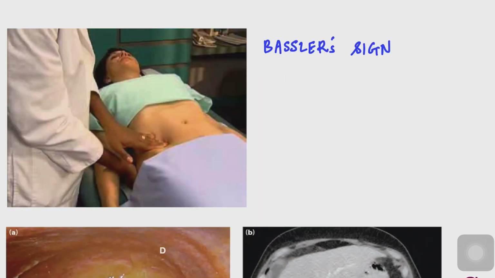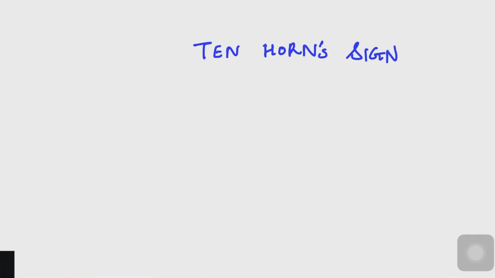The next sign is Bassler's sign. Bassler's sign is pain in the abdomen, more specifically in the RIF, when you compress your appendix between the anterior abdominal wall and the iliacus muscle. Next and the last sign is Chutte's sign, also called the Tenhorn sign. Tenhorn sign is basically pain in the RIF when you gently pull the right testis.